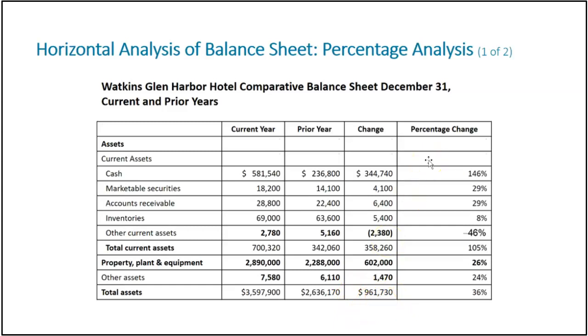Now the percentage change in cash is 146% positive, but that is the change, 344,740 divided by the 581. That's where the 146 comes from. What it shows is that this company really increased its cash position, with an increase of 146%. And also they invested in property, plant, and equipment. You can see that this went up by 26% also. I wouldn't worry about this. The percentage change here for the other current assets is large, but it's a small number. It doesn't really matter.